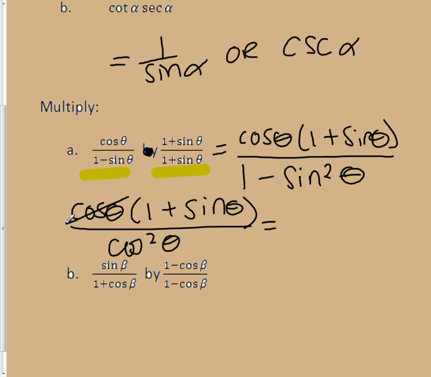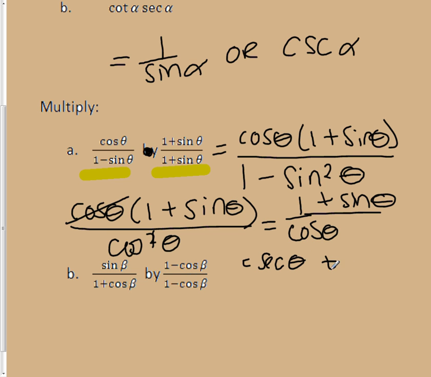Then this cosine here will cancel with one of these, and so I'm going to be left with 1 over the cosine theta plus the sine theta. And I can break this apart into two separate fractions. I'll have 1 over the cosine theta, which we know is the secant of theta. And then I'm going to have sine theta over cosine theta, and we know that's the tangent of theta. Now I'm going to let you guys do B.